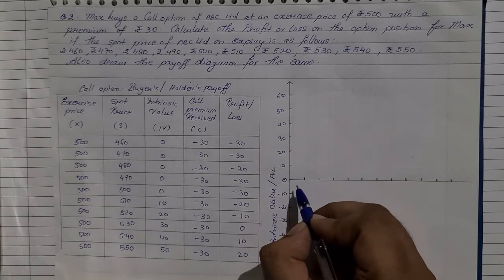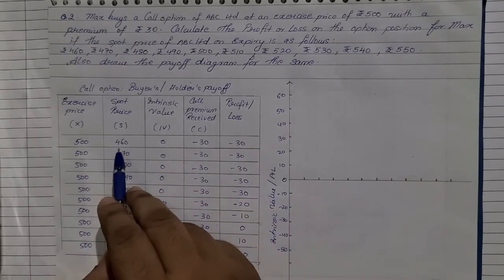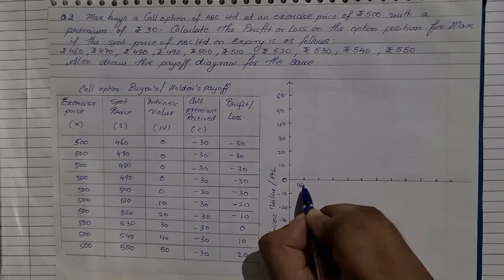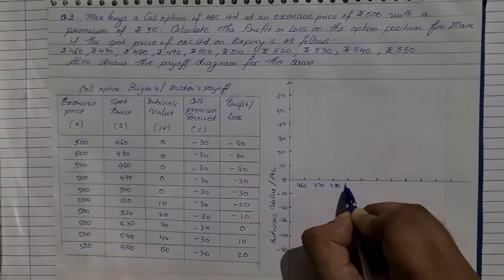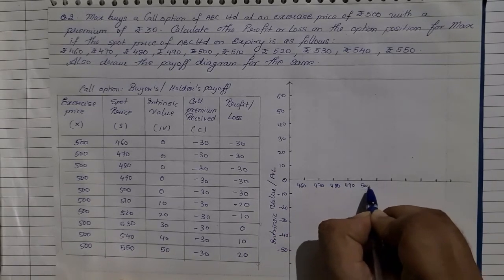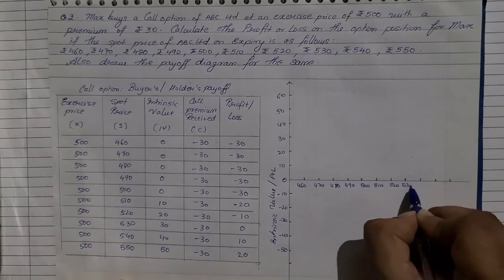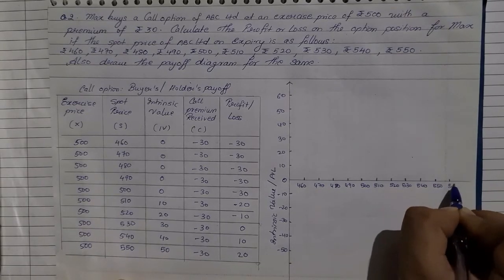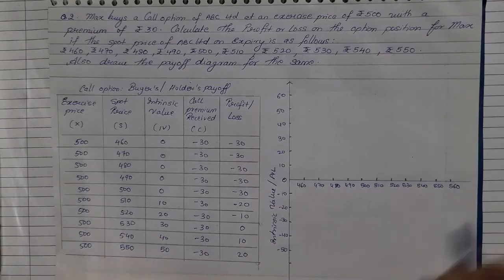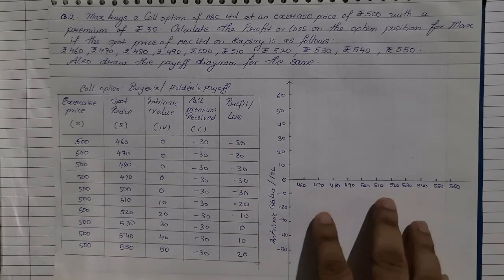Now for your x-axis, where we note down all our spot rates, my very first spot price is 460. Then we have 470, 480, 490, 500, 510, 520, 530, 540, 550 and lastly 560. Now let us see how to mark the intrinsic value and the profit and loss on our graph.